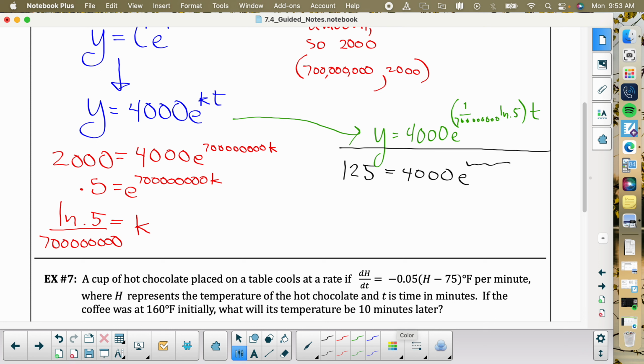I'm going to shorthand this because I don't want to write that number repeatedly. So the squiggle stands for that. Divided by 4,000. I'm sure that reduces nicely, but I can't think of it. So 125 divided by 4,000 is something that reduces. E to the long power, take the ln of both sides now, and then we're going to get ln of 125/4,000. And then you're going to divide that by 1/700,000,000 times ln of 0.5. That would be great to type in your calculator.